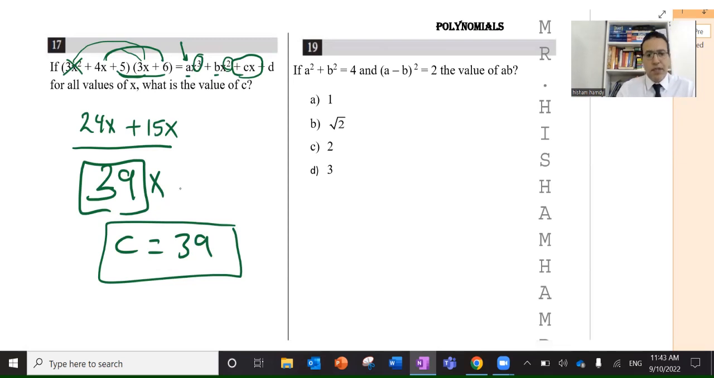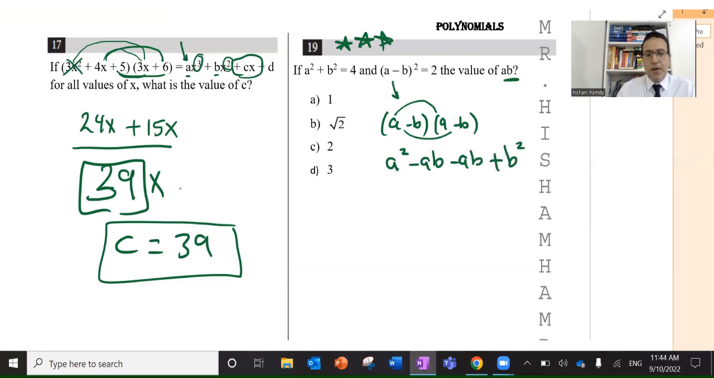If a squared plus b squared is equal to 4 and (a minus b) squared is equal to 2, what is the value of the product? This one is difficult. First, I need to expand this. A minus b multiplied by a minus b. It gives a by a, minus ab, minus ab, and positive b squared. So it's going to be written as a squared minus 2ab plus b squared.